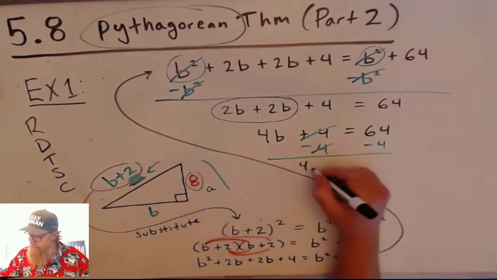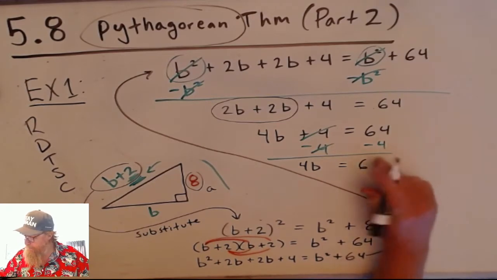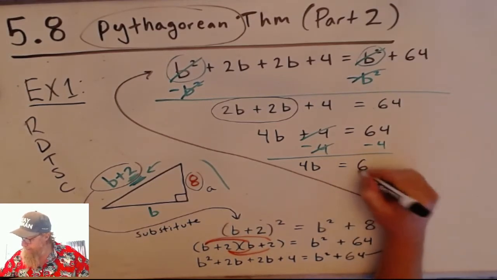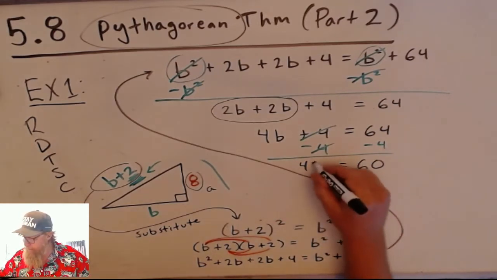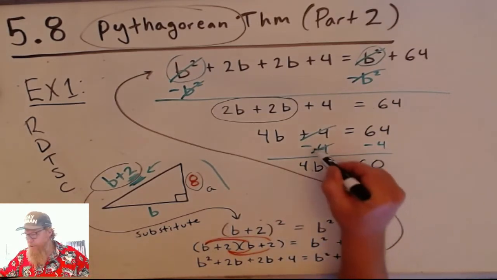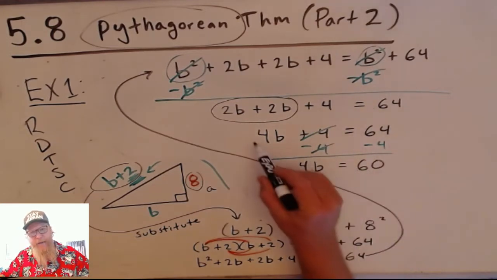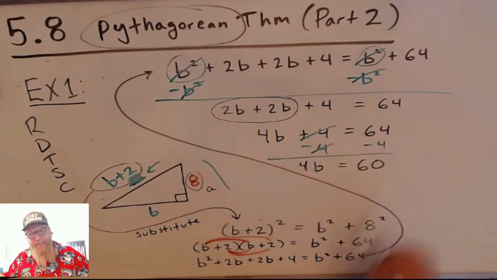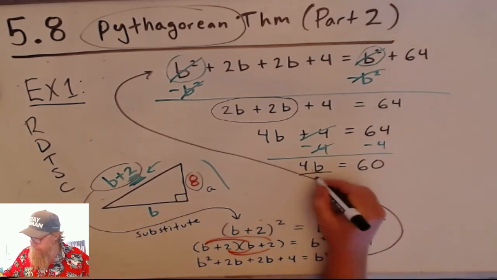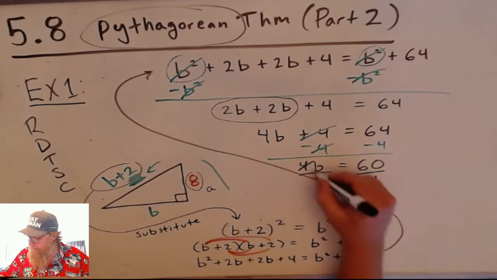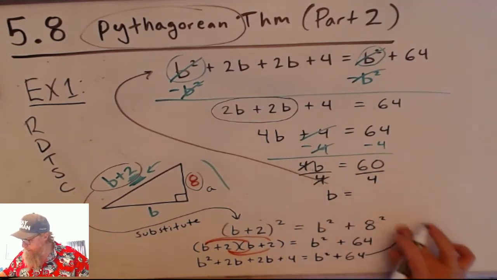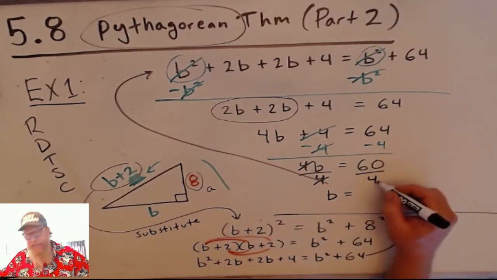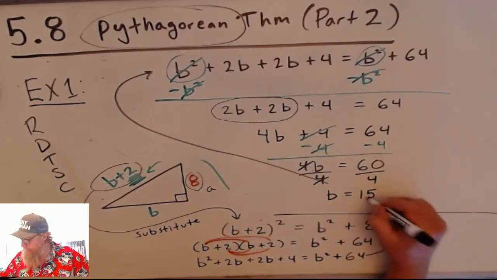Not that you couldn't handle fractions. I'm sure you could. We've done a lot of problems with fractions, but in this section, at least at this stage, I'm avoiding them at all costs. So I'm subtracting 4 from both sides. So now I just have 4b is equal to 60. And you know what to do here. You're going to divide both sides by 4 to get the b by itself. So you're going to get b equals 60 divided by 4 is 15.